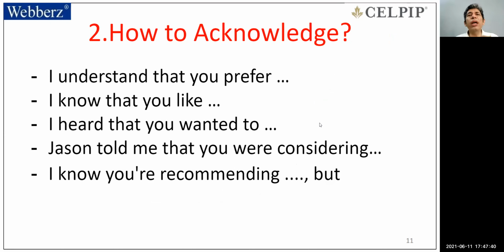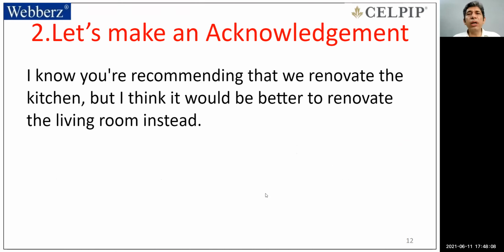So now we need to acknowledge. That is part 2. How do we acknowledge? In case of acknowledgement, we can say, I understand that you prefer, I know that you like, I heard that you wanted to, Jason told me that you were considering, I know you are recommending, but. So I can use any of these options. Let us see how it works now. I know you are recommending that we renovate the kitchen, but I think it would be better to renovate the living room instead.